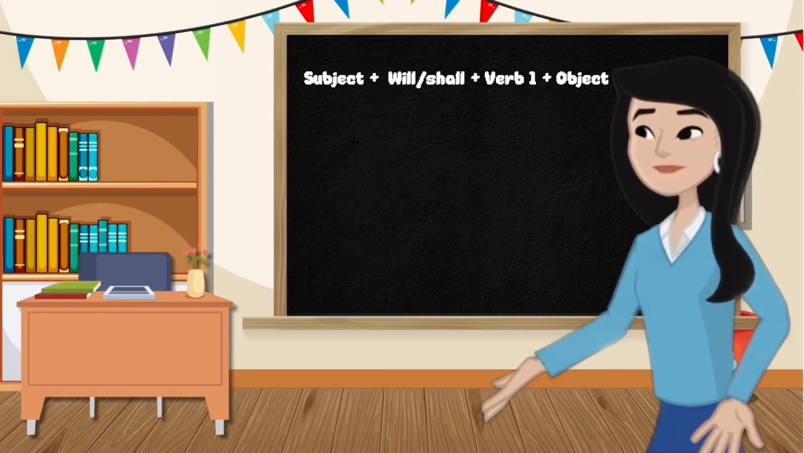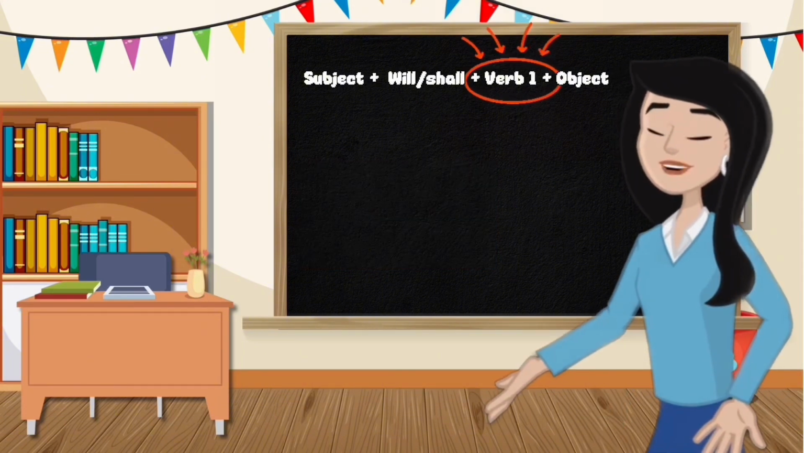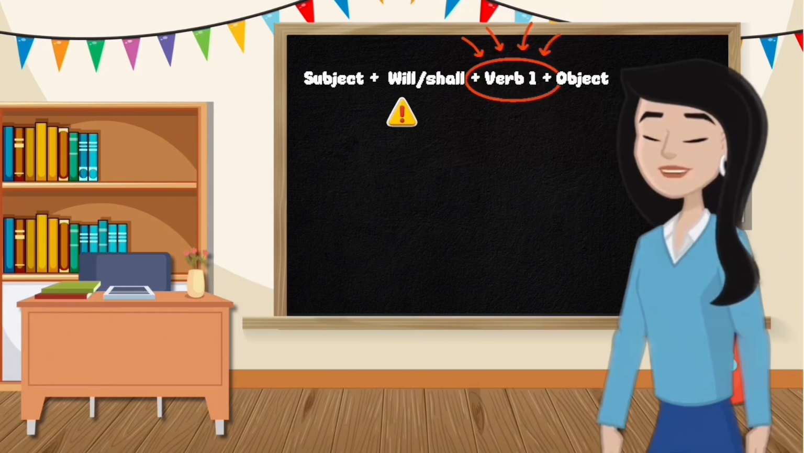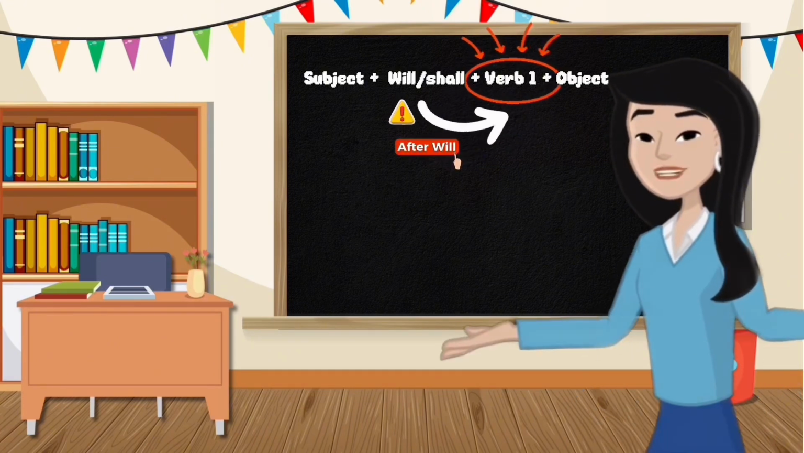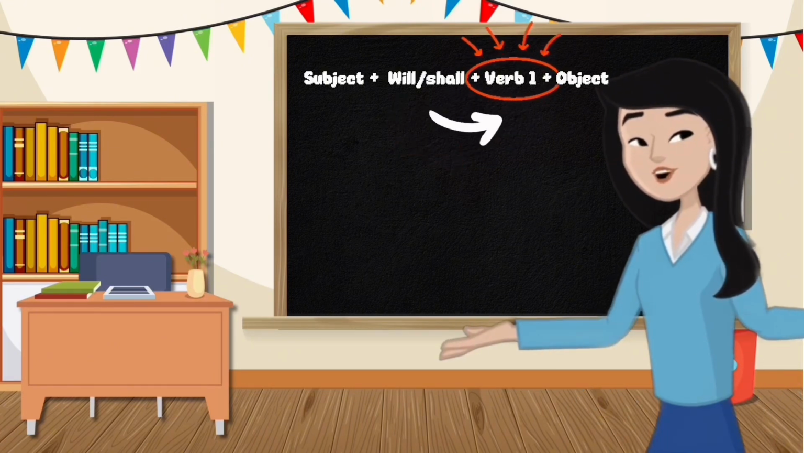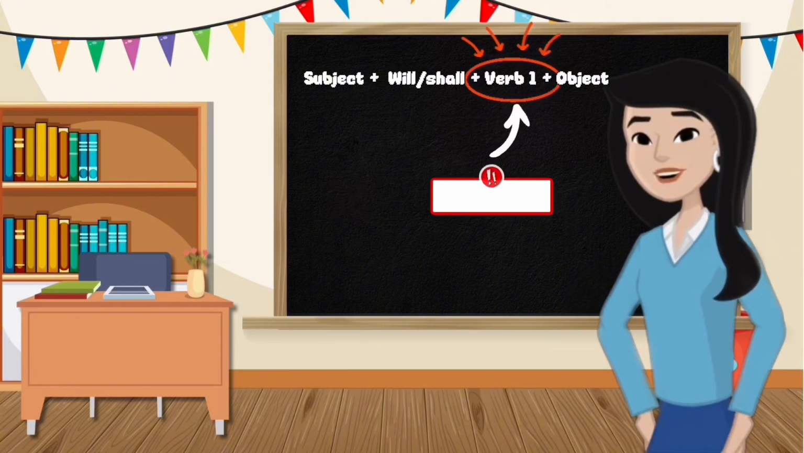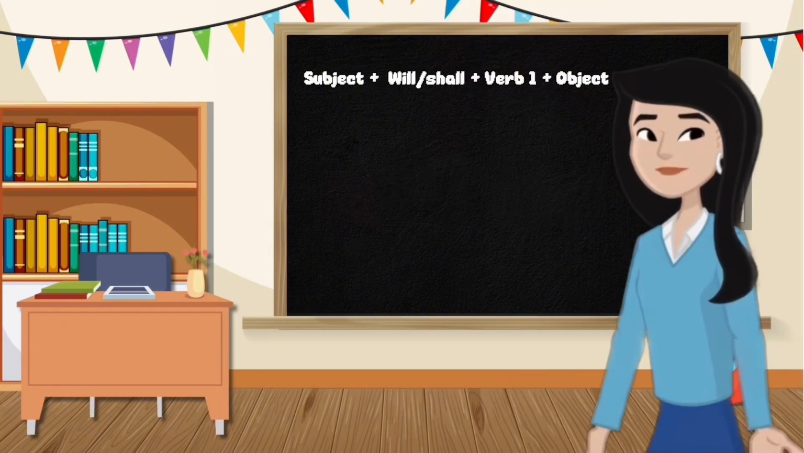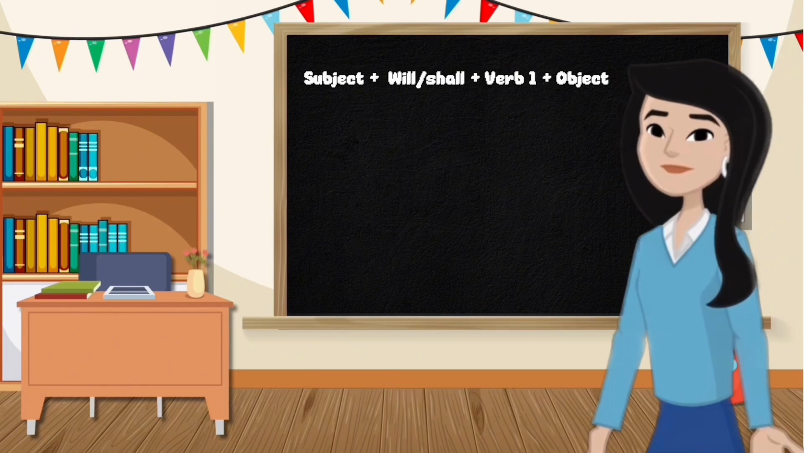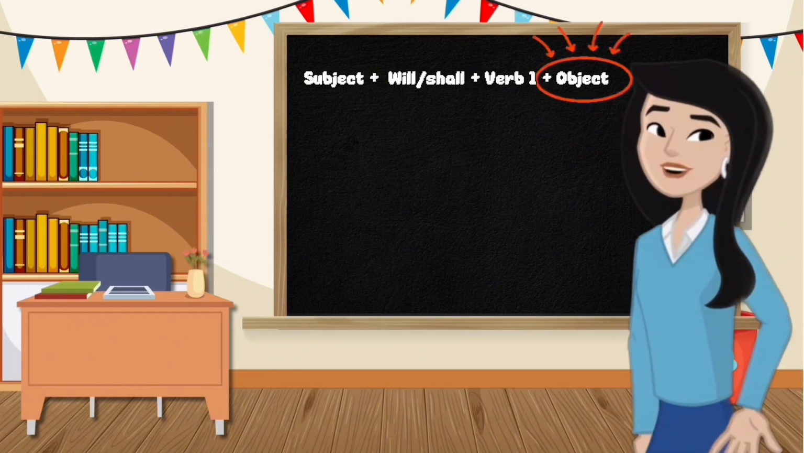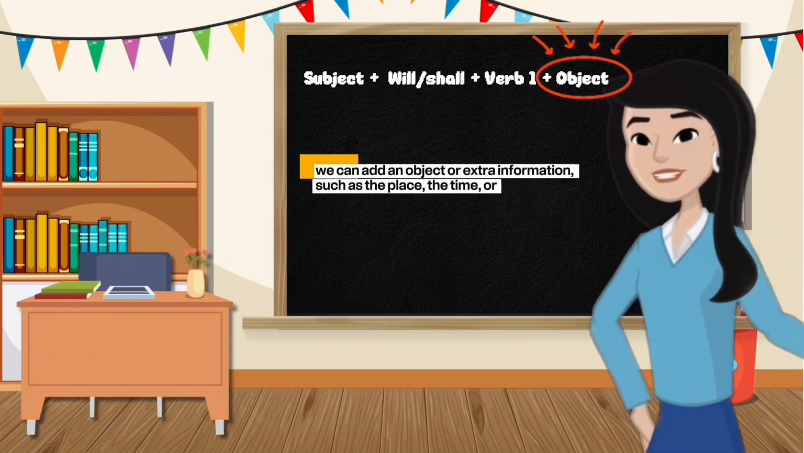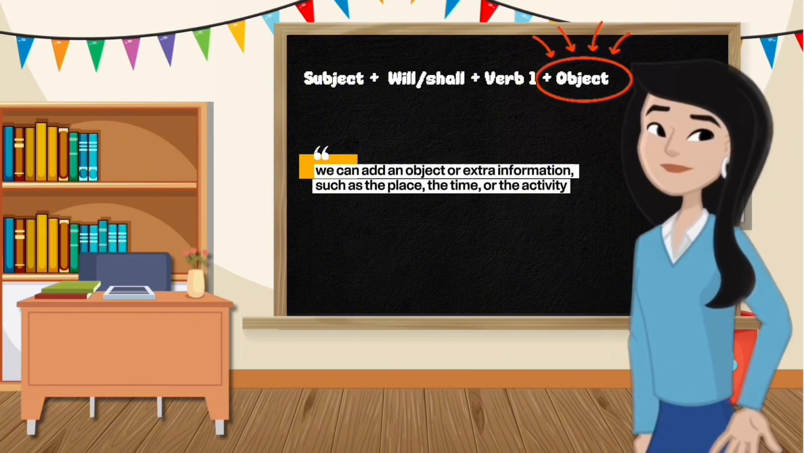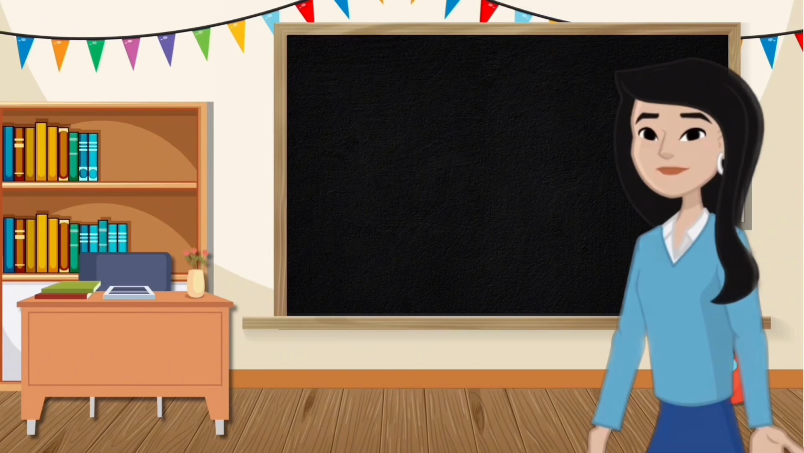Next, we use verb 1 or the base form of the verb. Remember, after will, we always use verb 1. We do not add s, es, or ed. Finally, we can add an object or extra information such as the place, the time, or the activity.